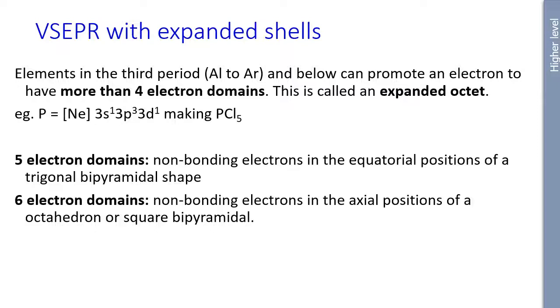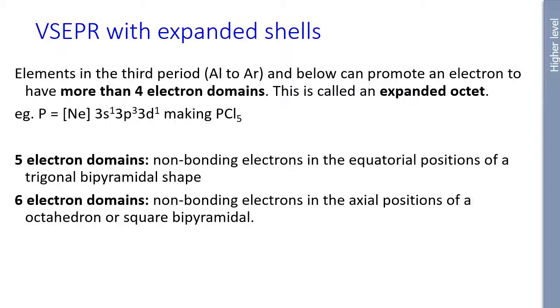You can also use valence shell electron pair repulsion theory with expanded shells. Elements in the third period, from aluminium across to argon and below, can promote an electron and have more than 4 electron domains. This is called an expanded octet. The example I've given here is phosphorus. You can have neon 3s2, 3p3, and then it can promote an electron into the d orbitals to have 3d1, making PCl5.